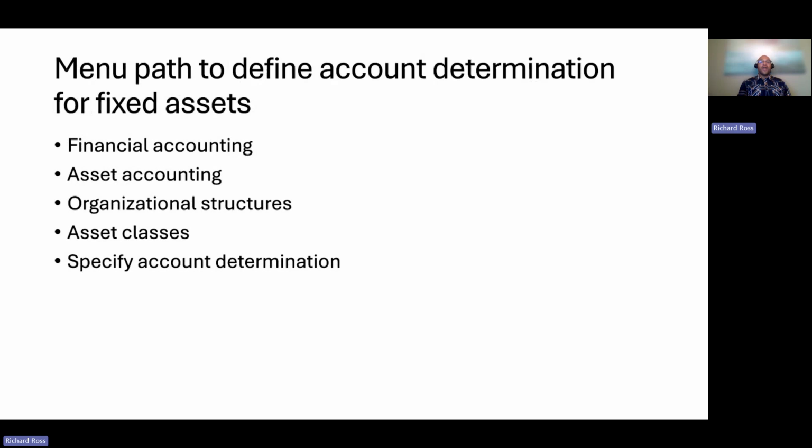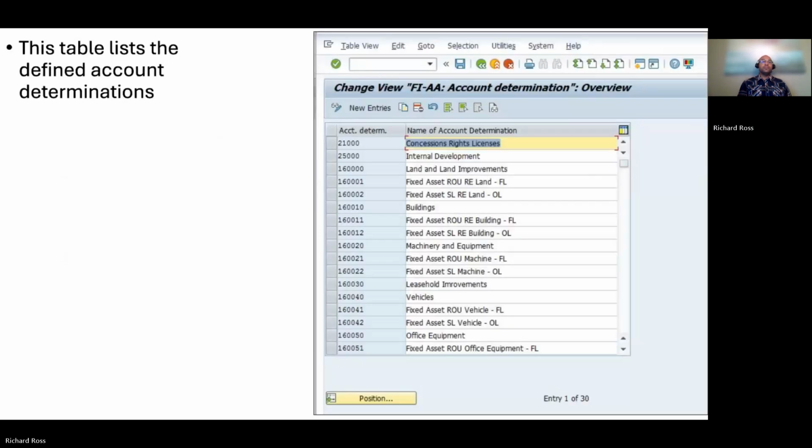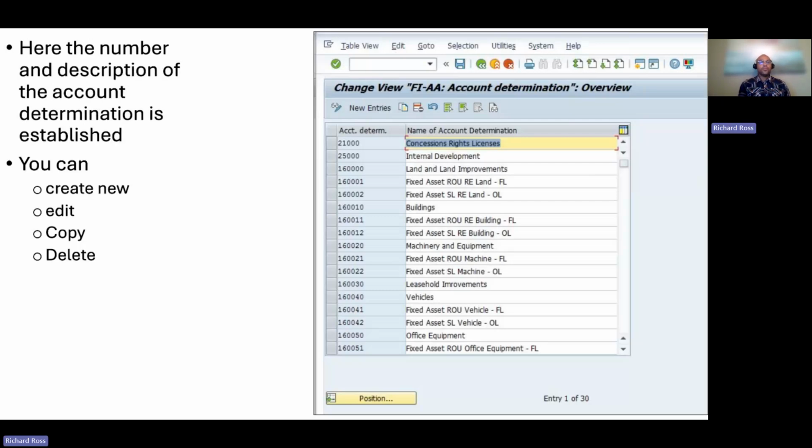Menu path to define account determination for fixed assets. Financial accounting, asset accounting, organizational structures, asset classes, specify account determination. This table lists the defined account determinations. Here, the number and description of the account determination is established. You can create new, you can edit, copy, or delete.